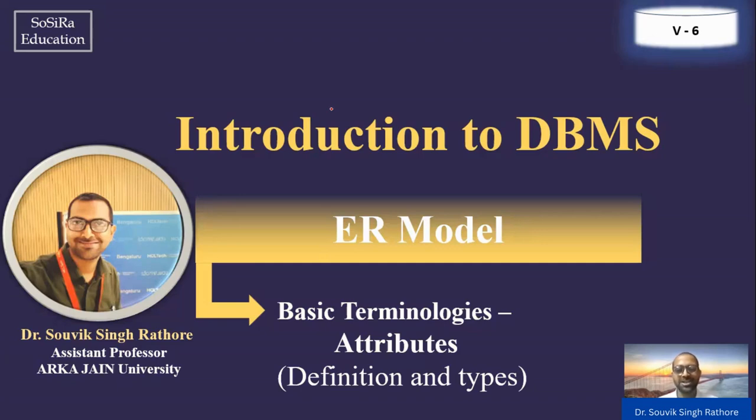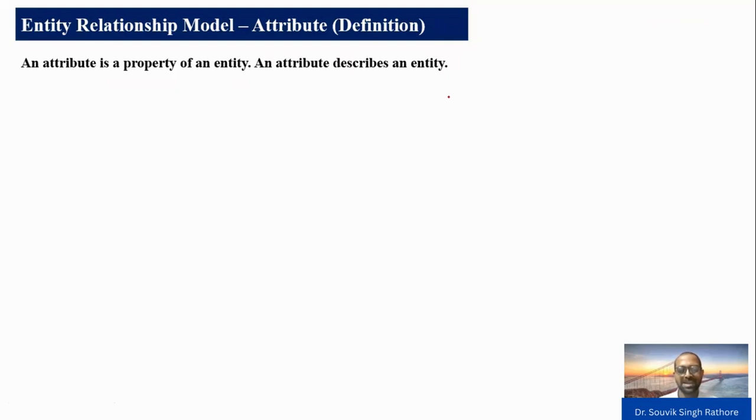So in the previous lecture, we learned about the entities and the entity types. So every entity has certain characteristics that describe it. These characteristics are known as attributes. So in today's lecture, we will understand what attributes are, why they are required, and all their classifications with easy examples. An attribute is a property or characteristic that describes an entity type.